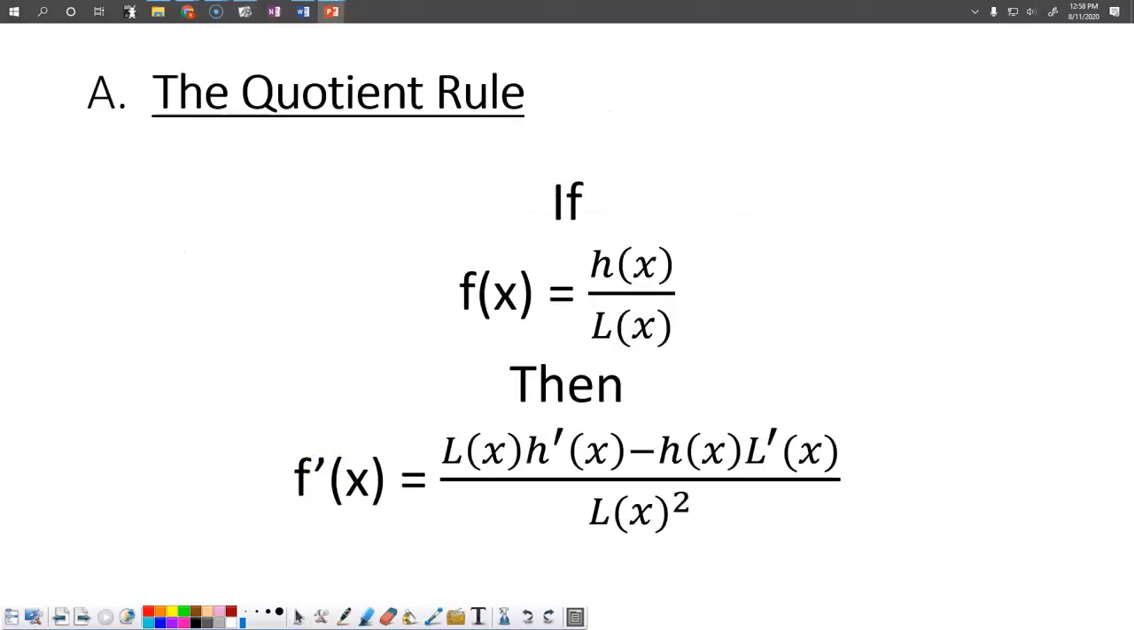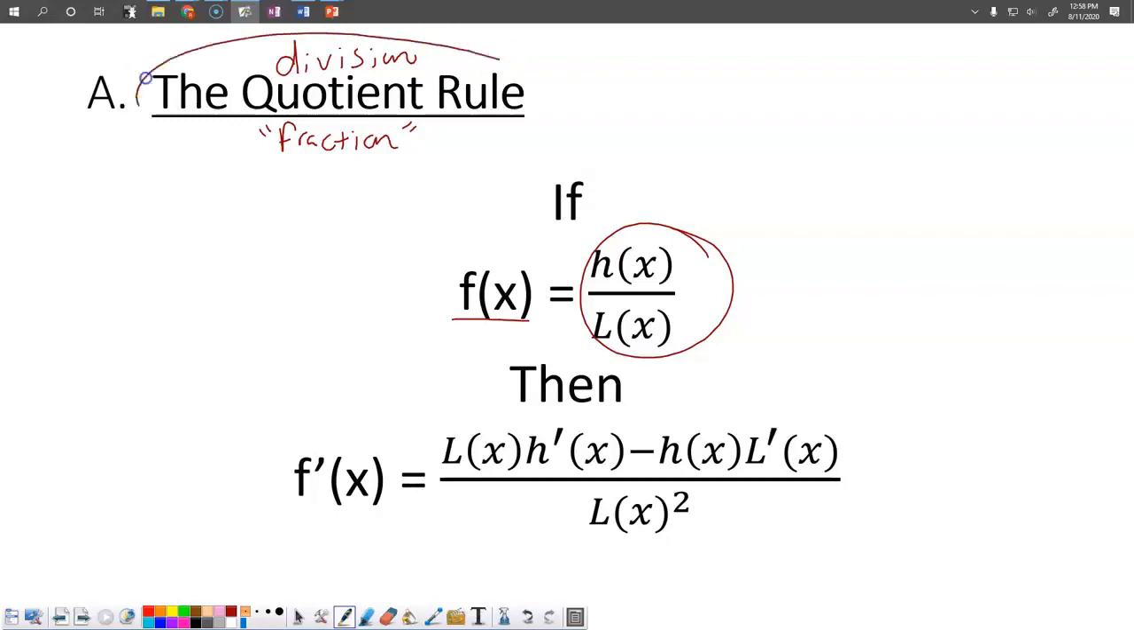So here's the quotient rule. So what is a quotient? Well, quotient means division, which basically is just in algebra expressed as a fraction. So in this case, I have a function which is defined as a fraction or a quotient of two other functions. So whenever you have a function that's defined as a quotient like that, we're going to use the quotient rule if you want to find the derivative.